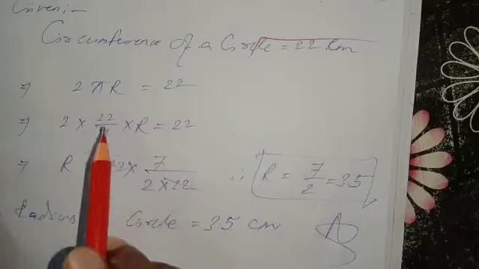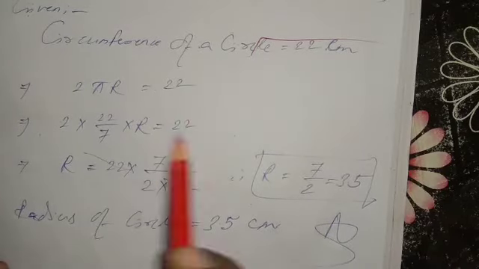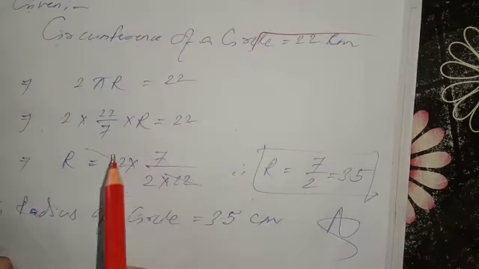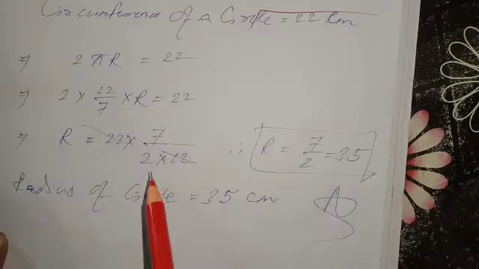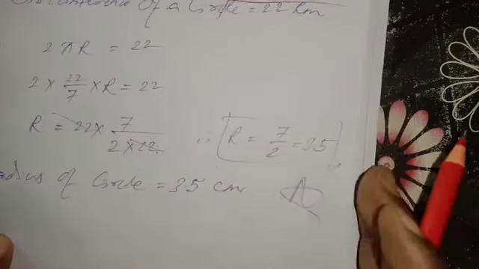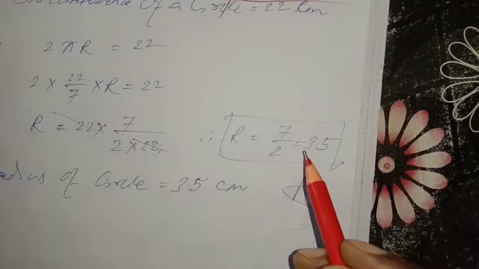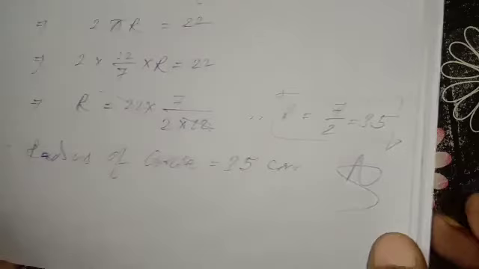2 into pi means 22 by 7 into r equal to 22. So it is coming r is equal to 22 into 7, 7 will go off, divided by 2 into 22. 22 cancel. Radius coming 7 by 2. 7 by 2 means 3.5 centimeter. Therefore, radius of the circle is 3.5 centimeter.